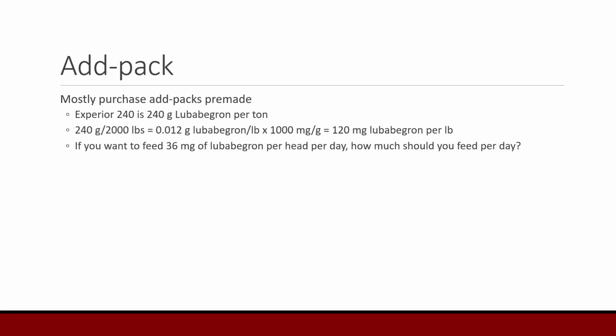So one example of a type B medicated feed that's intended for an ad pack is Experior 240. There's 240 grams of flubavergon per ton. Okay, so 240 grams divided by 2,000 pounds. That is 0.012 grams of flubavergon per pound of ad pack, times 1,000. That's 120 milligrams of flubavergon per pound. So if I want to feed 36 milligrams of flubavergon per head per day, how much ad pack should I feed per day?